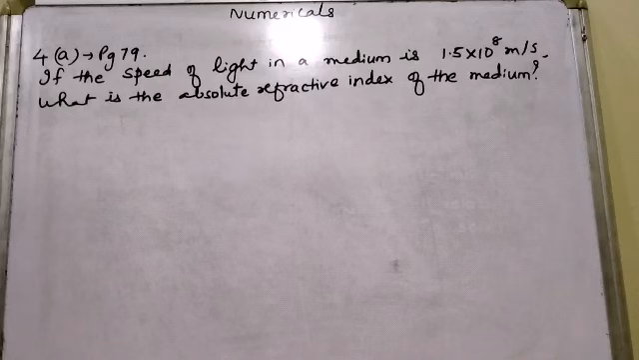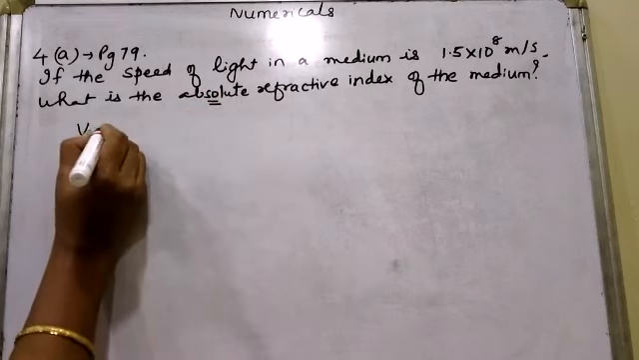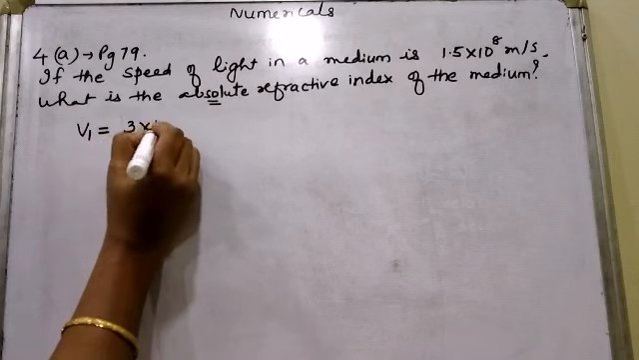Let's take another numerical given on page number 79. Question number 4a. If the speed of light in the medium is 1.5 into 10 raised to 8 meters per second, we have to calculate the absolute refractive index of the medium. Since we have to calculate the absolute refractive index of the medium, V1 will be 3 into 10 raised to 8 meters per second.